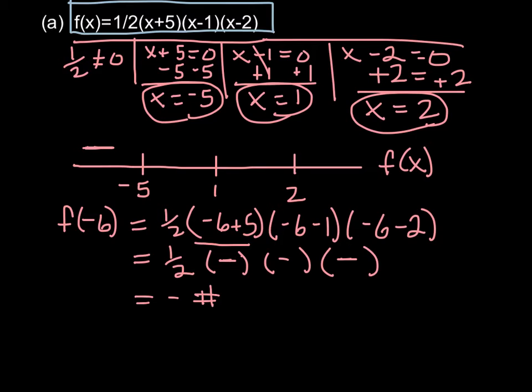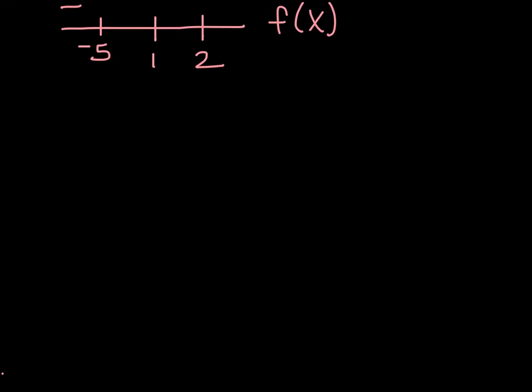What that's telling me then is, if I draw the graph, before the -5, or to the left of negative 5, my graph is going to be below the x-axis because this is negative. Okay? All right, so we're going to repeat this process now for the next interval.